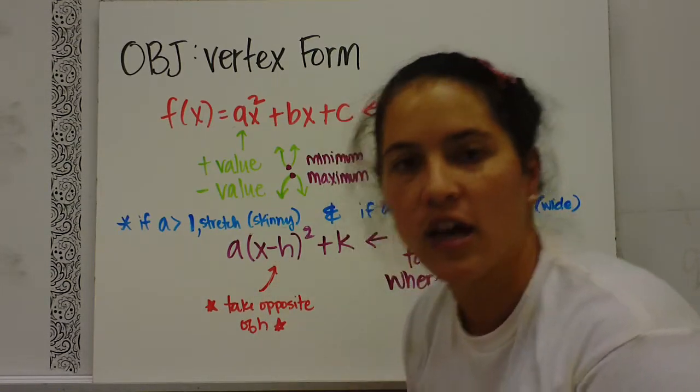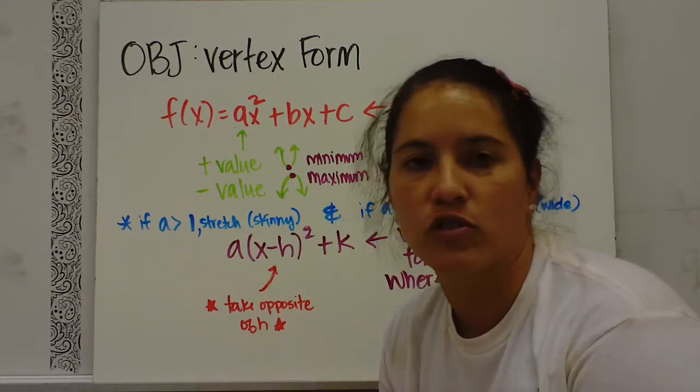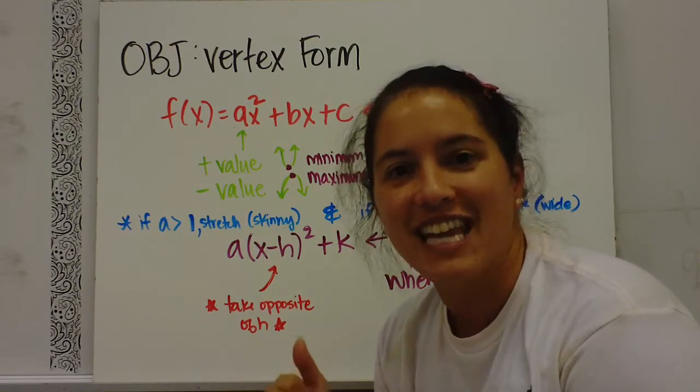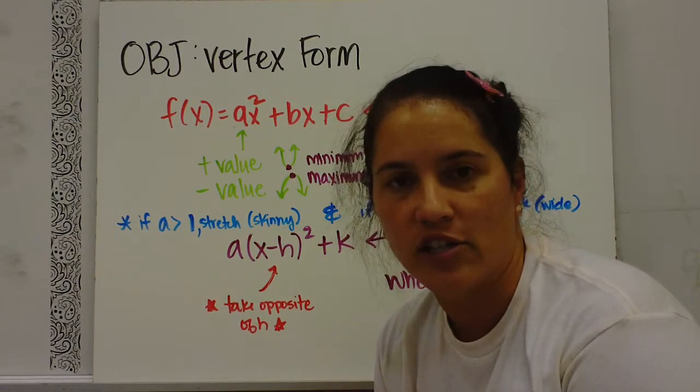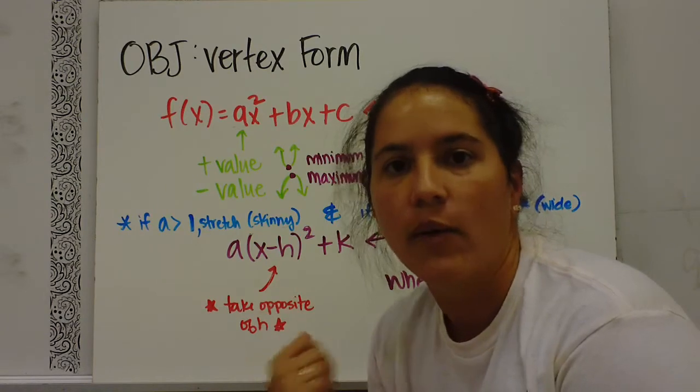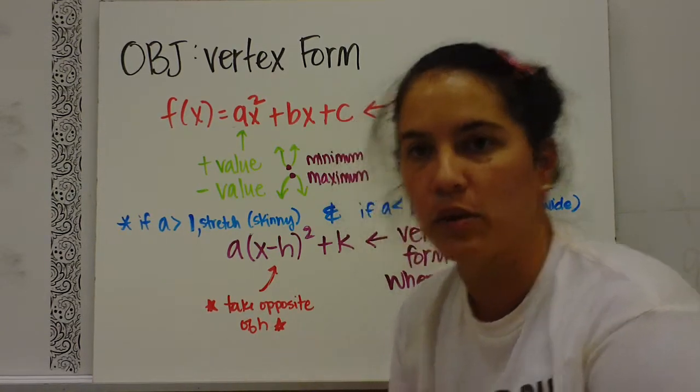So we're going to do some examples. The whole purpose of this is for you to sketch graphs of quadratic equations when they're in vertex form. We also are going to use vertex form when we complete the square.